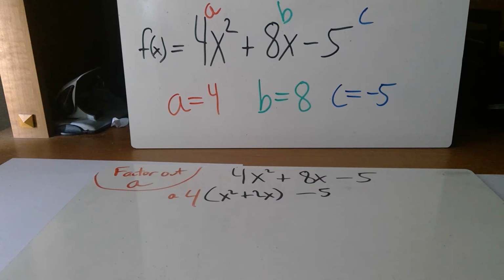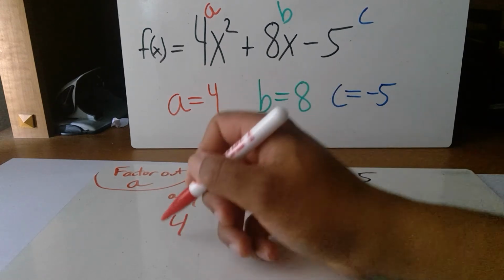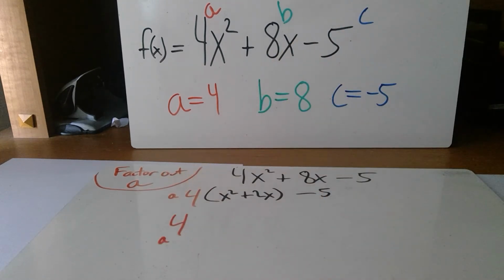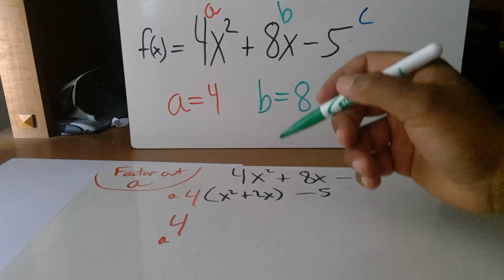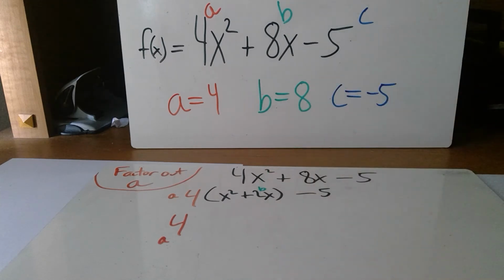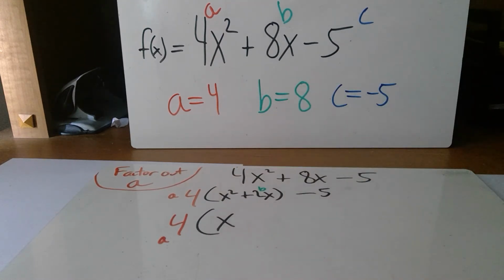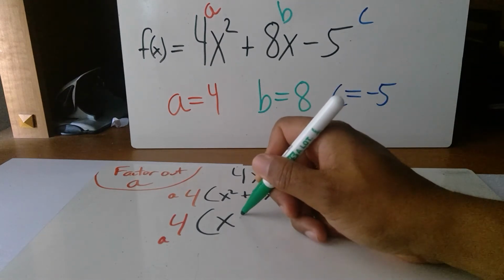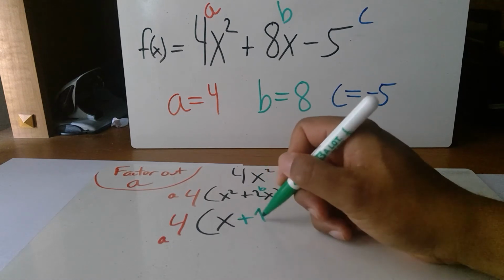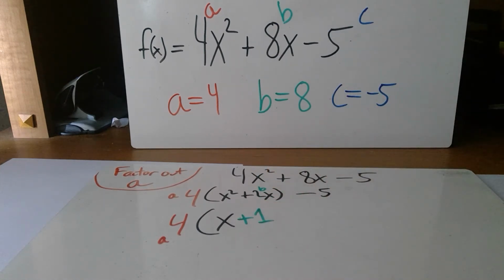Now, I need half of B. So, we have 4, which is A. Now, I need half of B. Well, B right now is 2. So, when I take half of B, half of 2 is going to give me 1. Half of positive 2 is a positive 1.